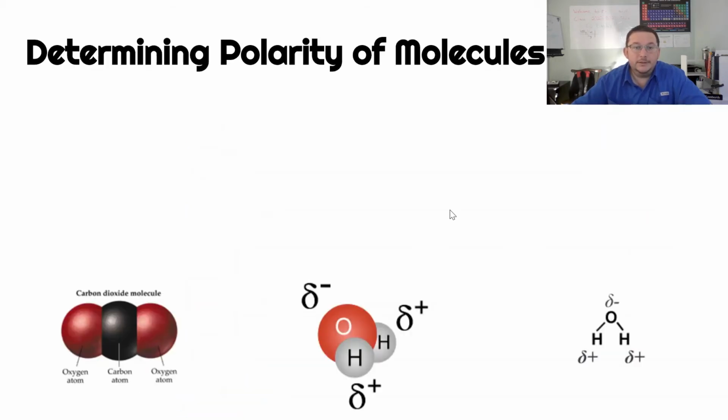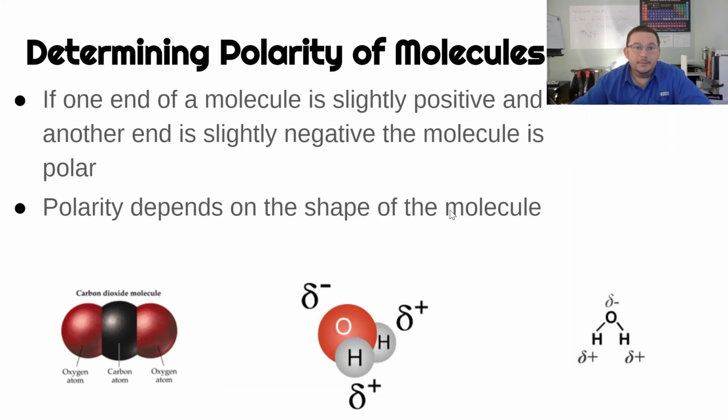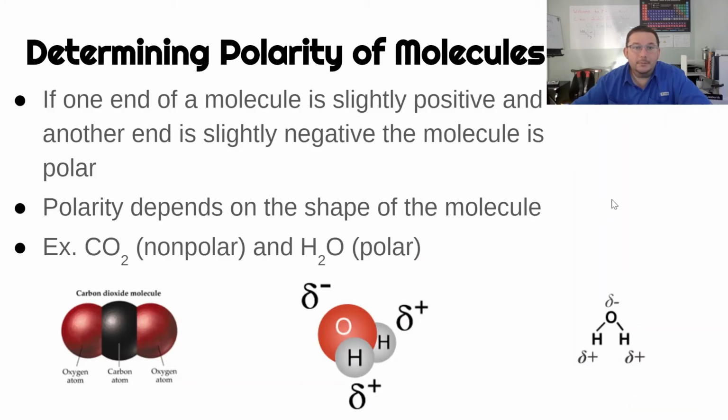All right, so this is just bonds, but what if we're talking about an entire molecule? What's going on with an entire molecule? We have to look at all of the bonds that exist there and determine if they can cancel each other out. If one end of a molecule is slightly more positive than another end of the molecule, then it's going to be a polar molecule. Let me just read through the bullet points and then we can look at our examples. It depends on the shape of the molecule.